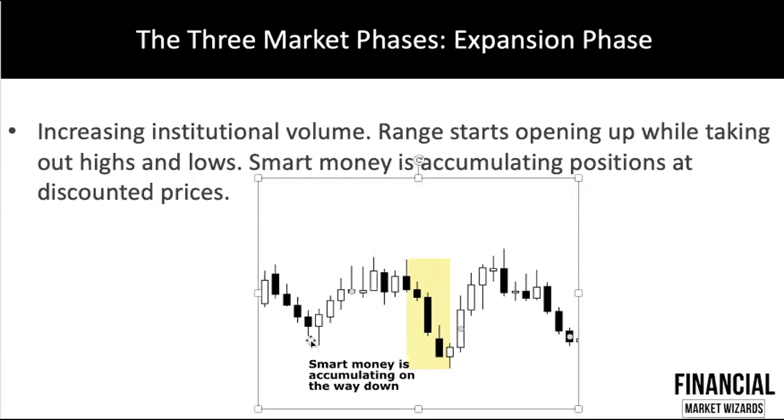In this space, a lot of retail traders follow the trend and say, oh, the market has just broken out of consolidation, in which they're kind of right. Except that they don't realize that they're in the expansion phase. And what smart money is doing is they're actually accumulating positions at a discounted price. As price goes down, they are buying the position.